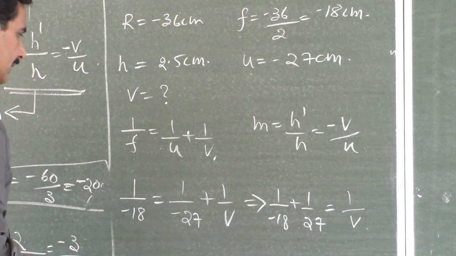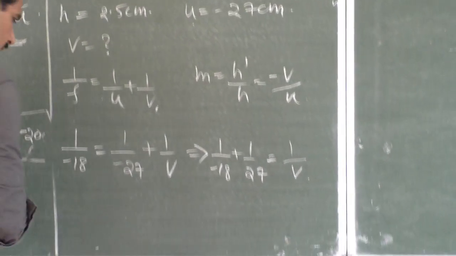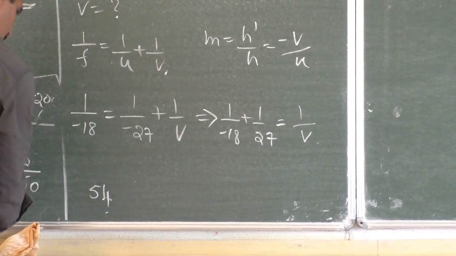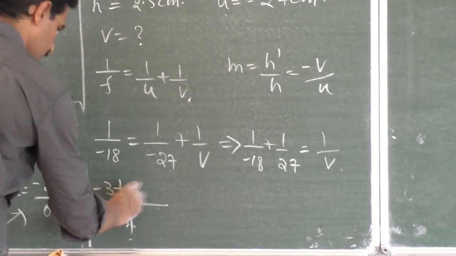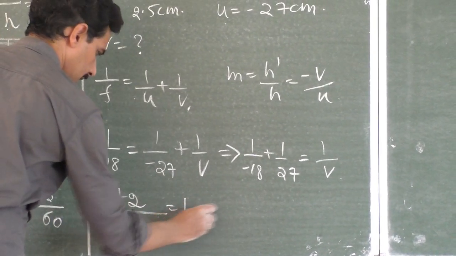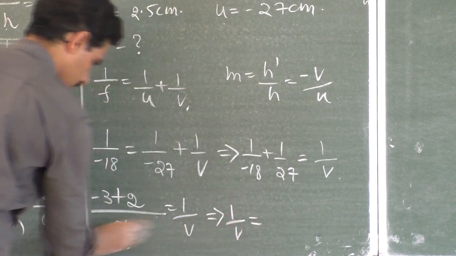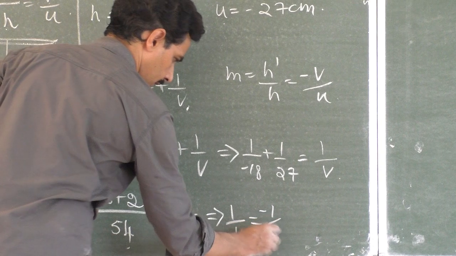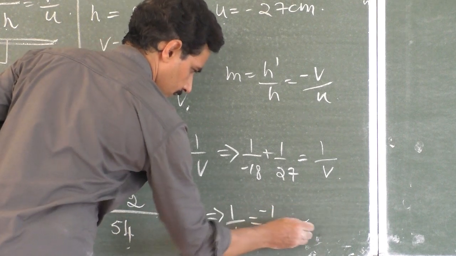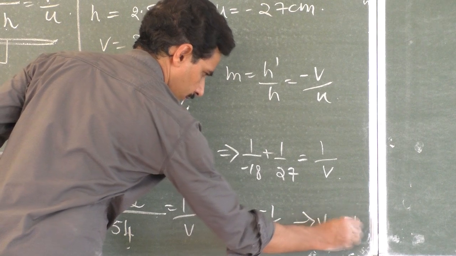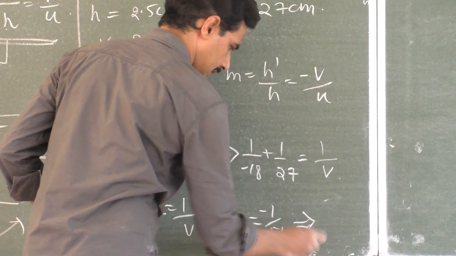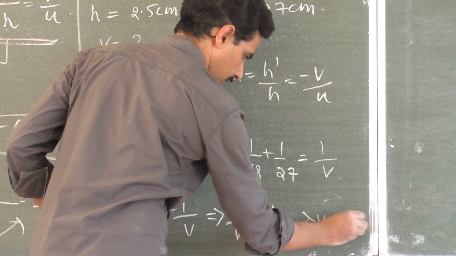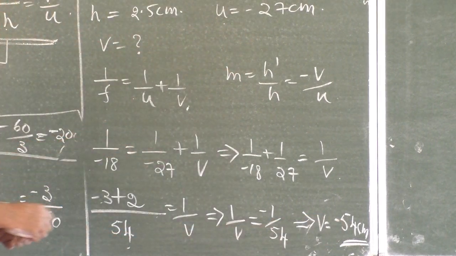Okay, common denominator, you can take it as 54, I think. So 54 common denominator, then 18 3s are, plus 27 2s are. That is equal to 1 by v. That implies 1 by v is equal to minus 1 by 54. V is equal to minus 54 centimeter. Okay, that is the place where you have to keep the screen. V is equal to minus 54 centimeter. That is the answer. So that is the image distance. There you have to place the screen.